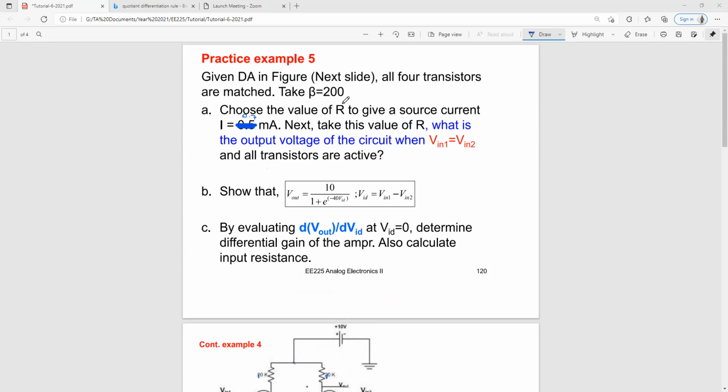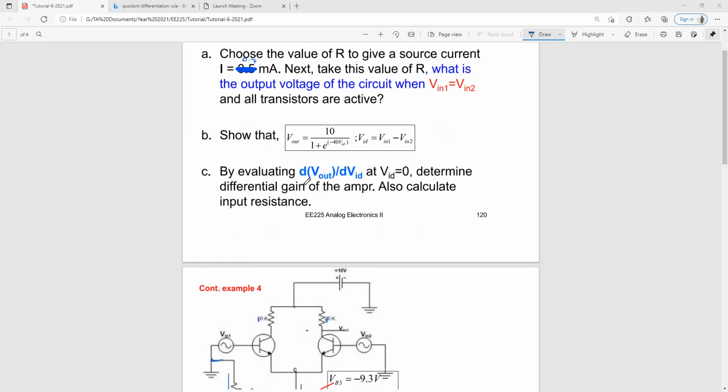Take beta equal to 200, right? A, choose the value of R to give the source current I equal to 0.7 milliamps. Next, take this value of R. What is the output voltage of the circuit when Vin1 is equal to Vin2, and all transistors are active? So basically we have to identify our R and we have to identify the output voltage for this particular question.